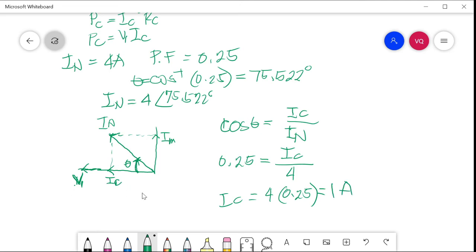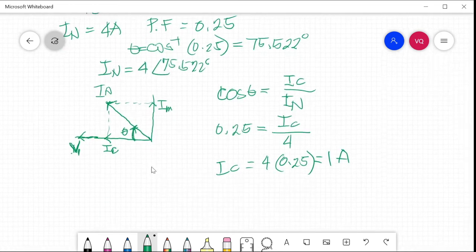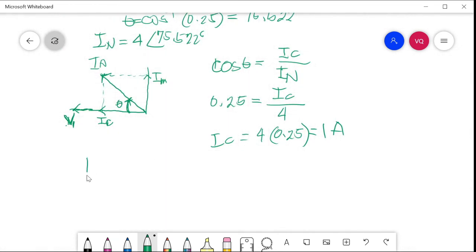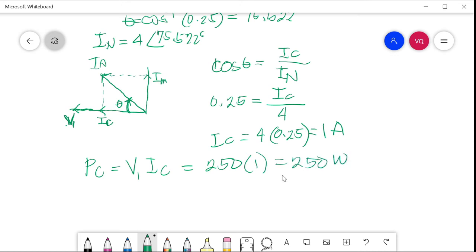You can now solve your core loss. PC is equal to input voltage times IC. That is equal to 250 volts times 1. So you have 250 watts.